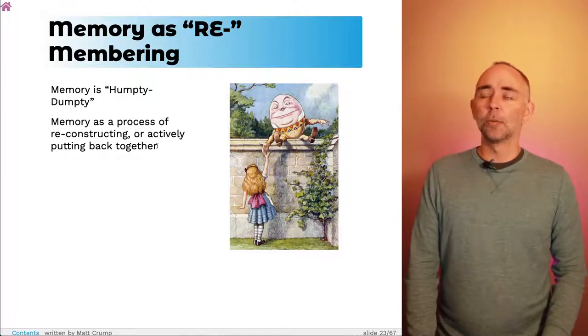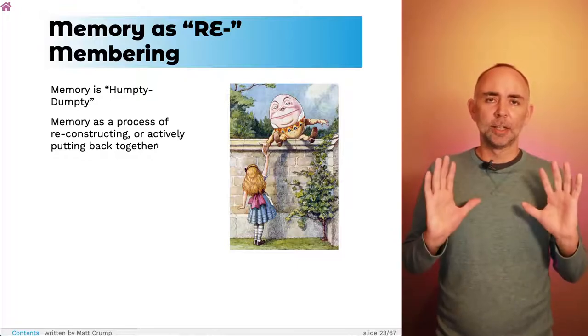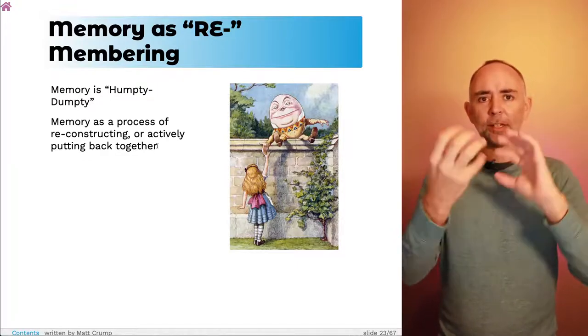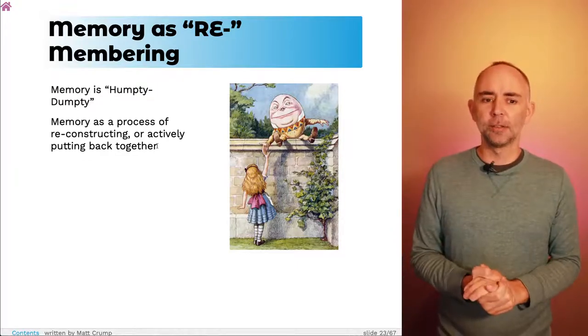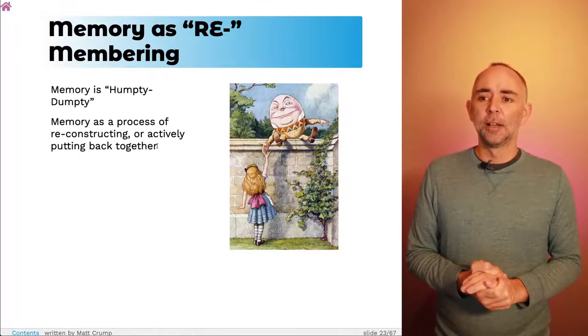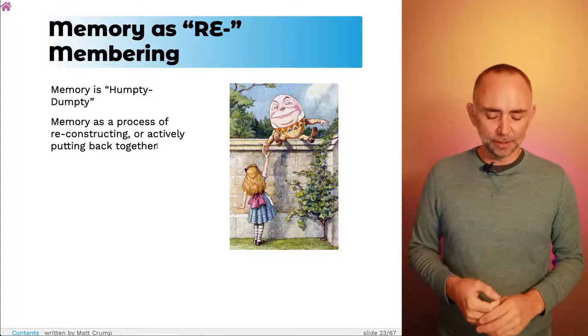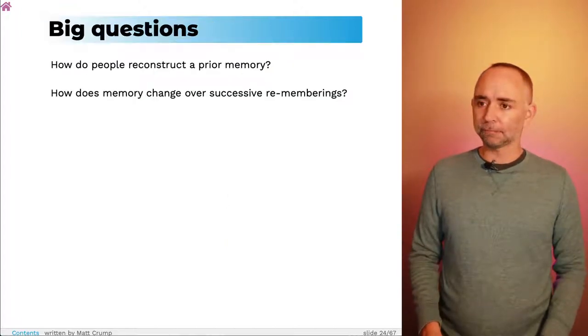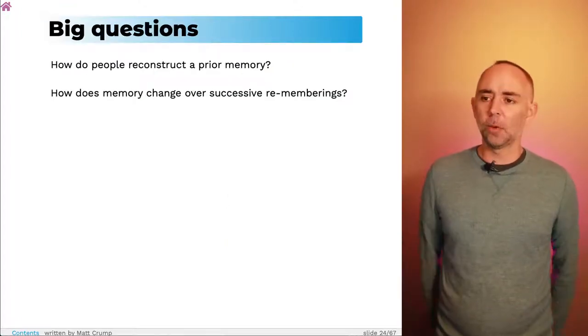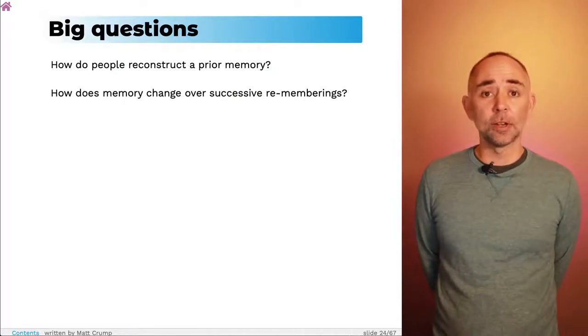And Bartlett will also say that as we try to put back together our prior experiences, sometimes we don't put them back together exactly the right way. And there are biases here. So some of his big questions were, how do people reconstruct a prior memory?